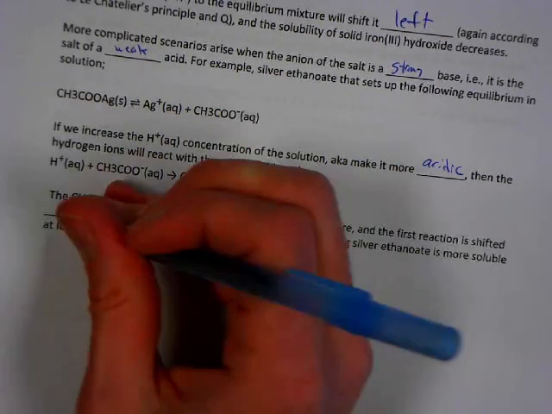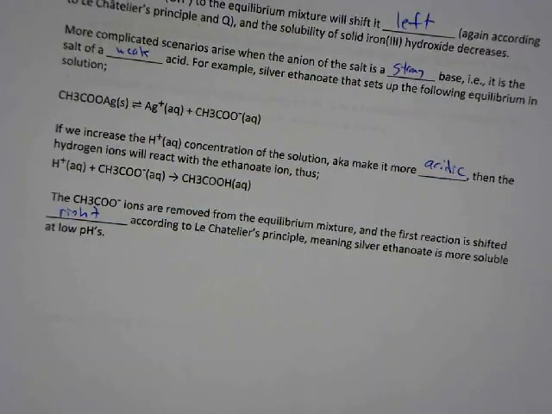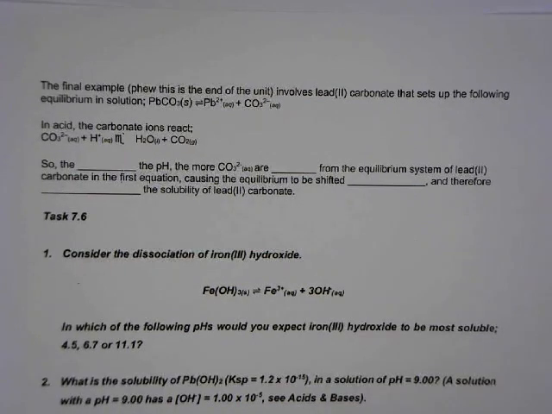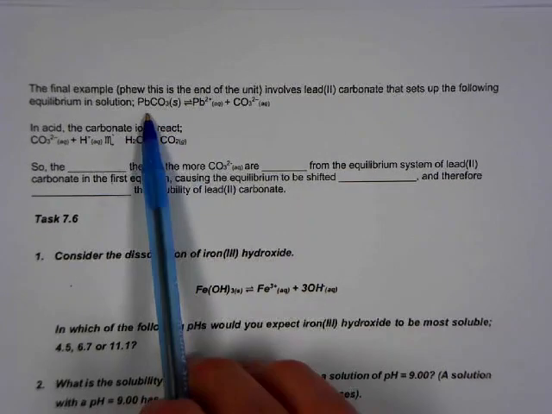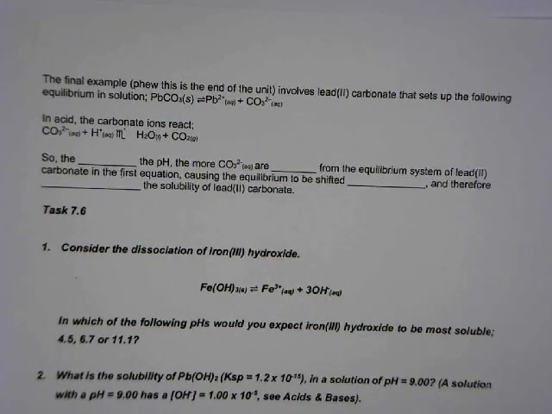Once I rip this off here, I'm actually adding the H to it. Then I have this equation here. So the CH3COO- ions are removed from the equilibrium mixture. If I'm removing it from the equilibrium mixture, it's going to shift to the right according to Le Chatelier's principle, which means now silver ethanoate is more soluble at lower pHs.